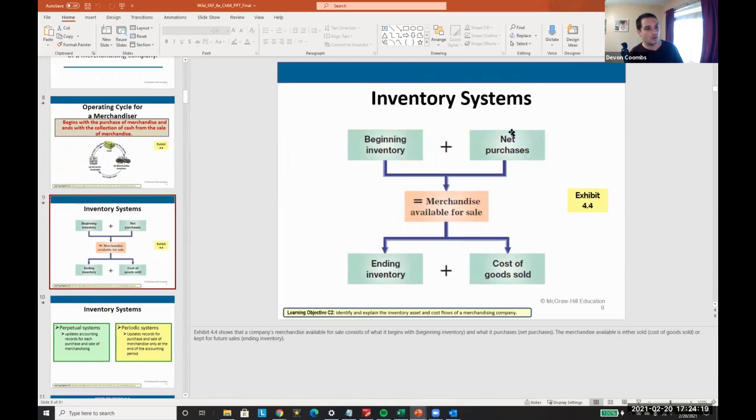And so there's this calculation that you need to memorize: beginning inventory plus net purchases equals our merchandise available for sale, which is also equal to our ending inventory plus cost of goods sold. What does this mean? How much inventory do we have available for sale? Whatever we start with plus whatever we purchased, or whatever we had at the ending plus whatever we sold.